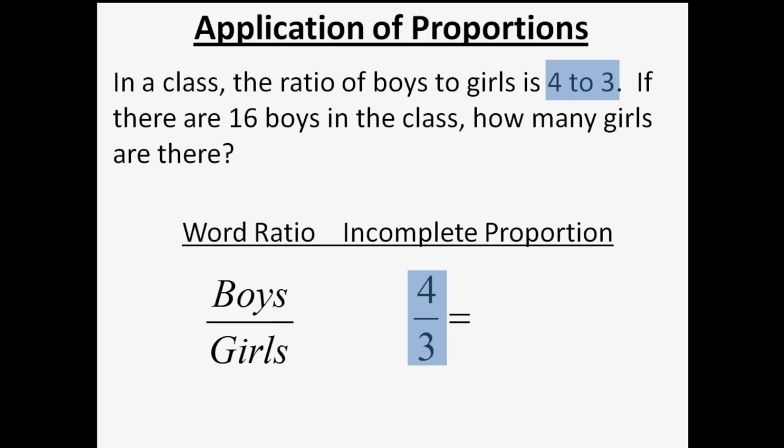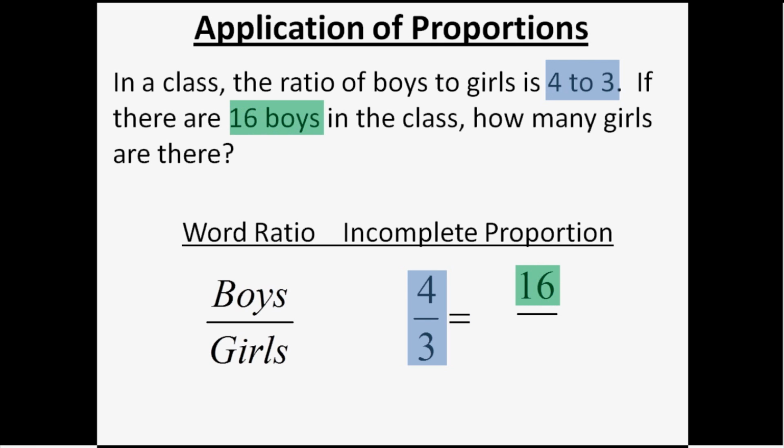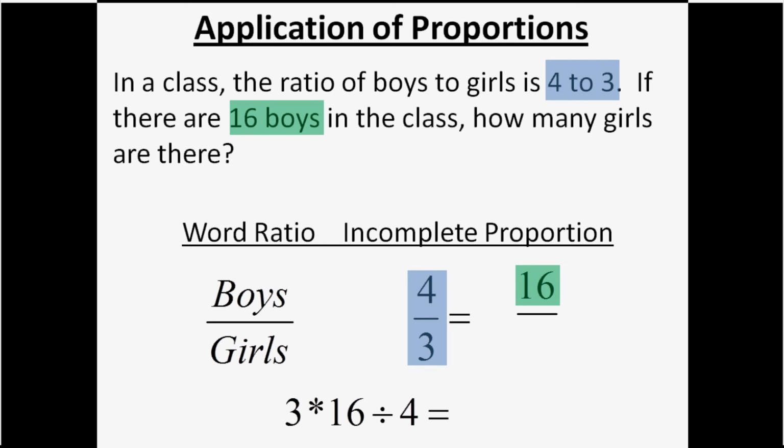Then we've got some other number. We've got this 16. That 16, is it going to be a numerator or a denominator? That 16 is going to be a numerator because it's dealing with boys. And we already said in our word ratio, anything dealing with boys is going to be a numerator. So now we multiply our diagonals. 3 times 16 divided by 4. And it works out to 12. There are 12 girls in the class.